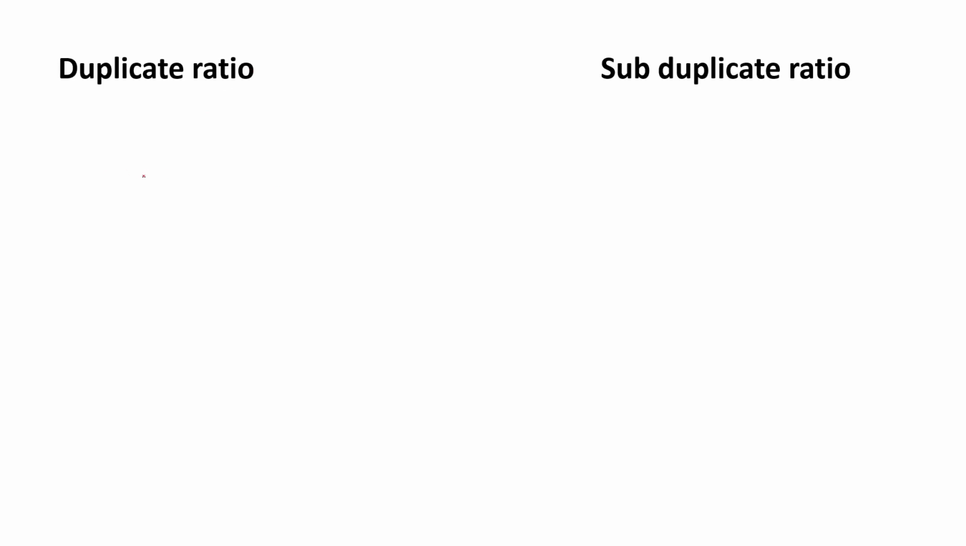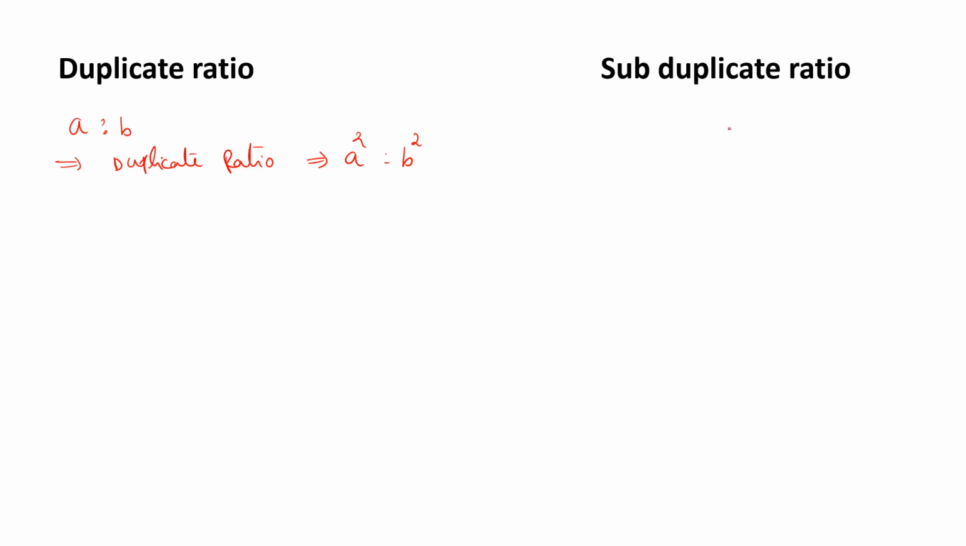If you have a ratio of A is to B, then the duplicate ratio of the given ratio A is to B would be A square is to B square. This is what we call the duplicate ratio of the given ratio A is to B.